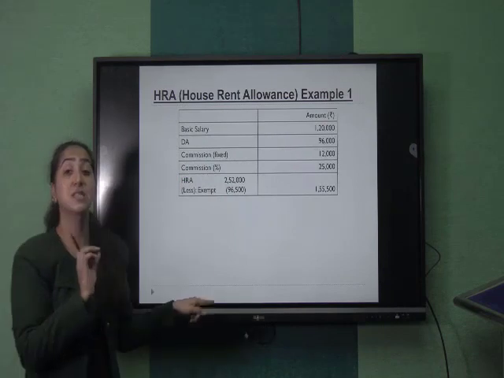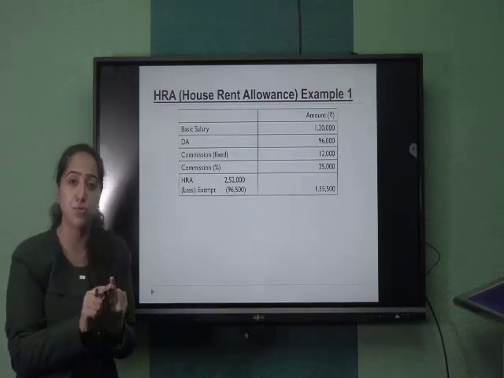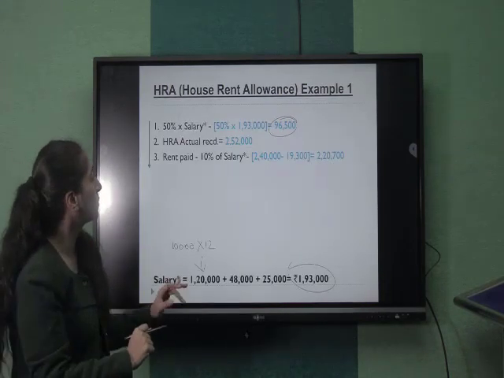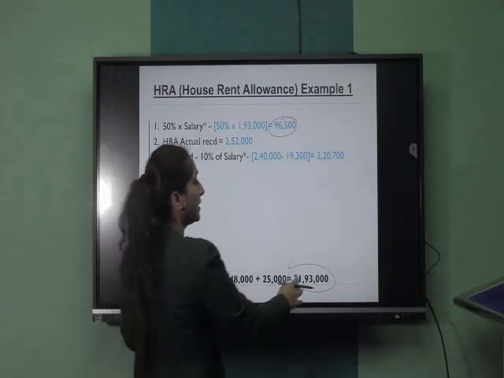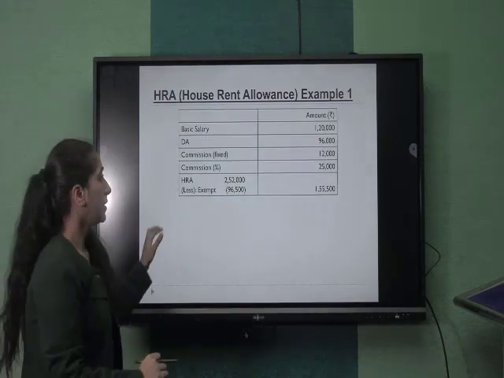Now this is the way we calculate income under the head salary, and this is how we calculate taxable HRA. For taxable HRA, we have to find out the exemption amount, which will depend upon the three figures which we have calculated, these three figures. Whichever is the minimum amount, that gets reduced from your actual HRA.